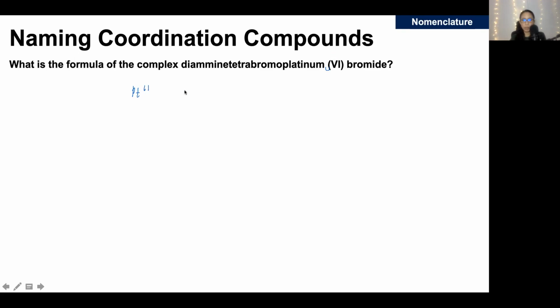That's platinum 6, and we have 2 ammonia and 4 bromide, which gives us a -4 charge from the ligands. So that's +6 plus -4. The net charge of our complex cation is +2. So we have [PtBr4(NH3)2] with a charge of 2+. Then bromide is the anion of the compound.